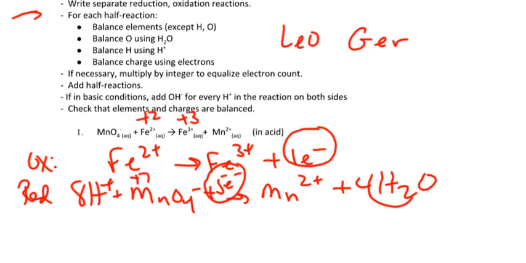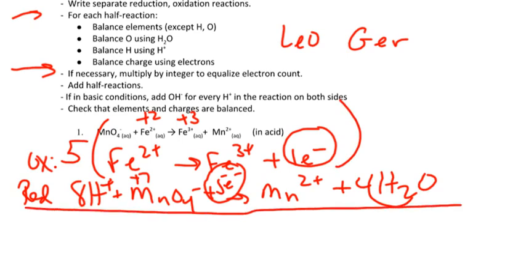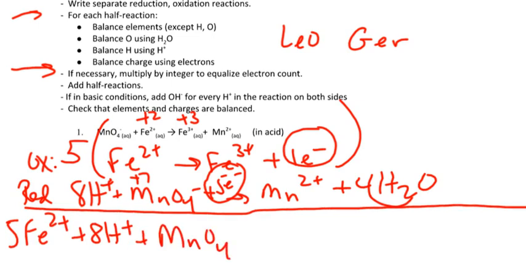So now what? It says balance, if necessary, multiply by integers to equalize electron counts. You cannot lose more electrons than you gain, or gain more electrons than you lose. It has to be an equal number. So I'm going to multiply this whole part by 5 so that my electrons cancel out. So now I'm ready. I'm going to write 5 Fe2+, 8H+, MnO4-. I'm going to cancel out my electrons, so I'm not going to write those down. Don't forget, I need to multiply by 5.